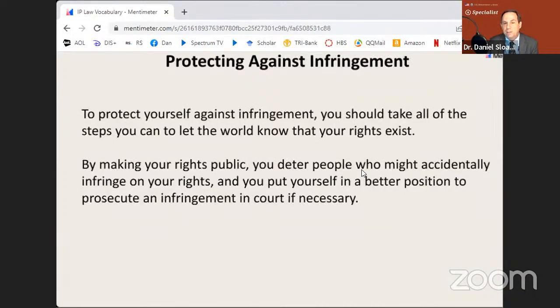To protect yourself against infringement, you should take all of the steps you can to let the world know that your rights exist. So very important. By making your rights public, you deter people who might accidentally infringe on your rights, and you put yourself in a better position to prosecute an infringement in your court if necessary.